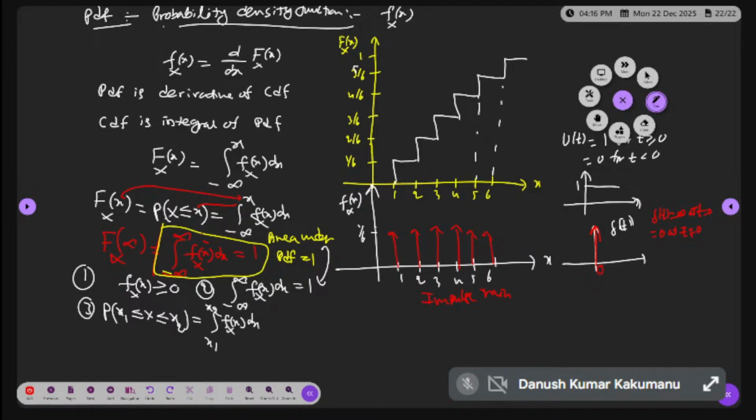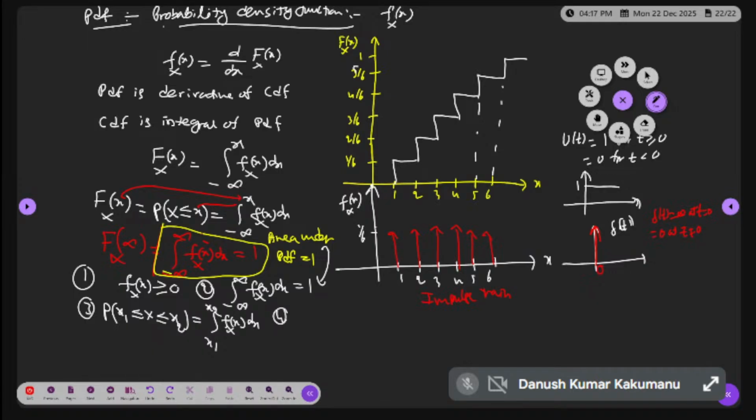This is also a CDF. CDF is equal to the integral of the PDF. You are all understanding? Yes or no? Right. Fourth property. Last property. What is the fourth property?